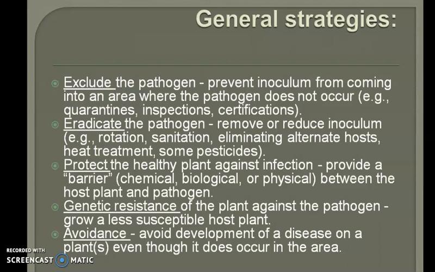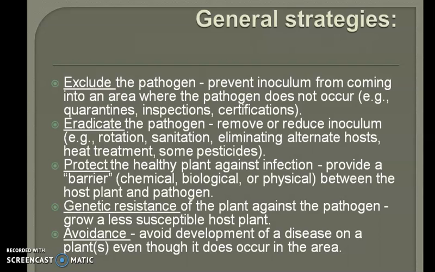First one is to exclude the pathogen, that is to prevent inoculum from coming into an area where the pathogen does not occur. For that, measures like quarantines, inspections and certifications can be done. The next one is to eradicate the pathogen, that is to remove or reduce inoculum by methodologies such as crop rotation, sanitization, eliminating alternative hosts, heat treatment methods, and the usage of some pesticides.